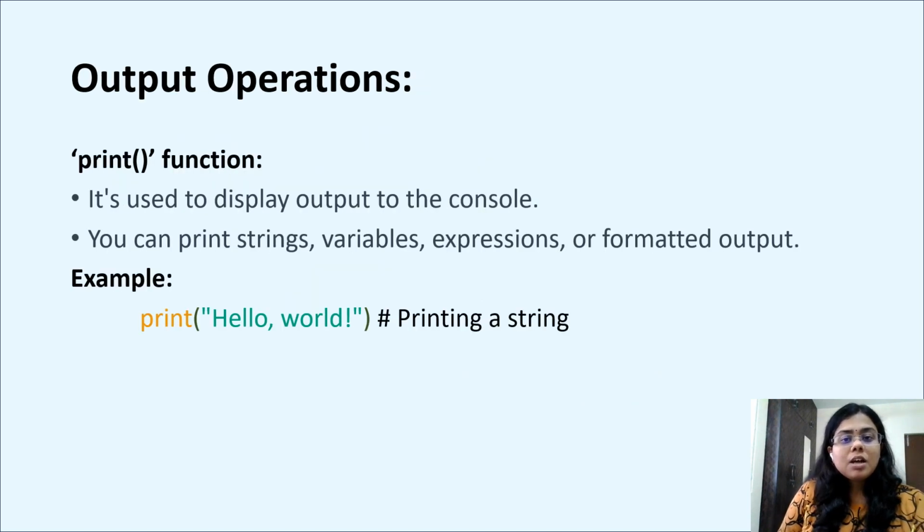Output operations. How do we perform output operations? We use the print function. The print function is used for displaying an output in the console. It can print strings, variables, expressions, or even formatted output. Here we see an example where we are trying to print a string, hello world. So when we use the print function, it prints this as an output.